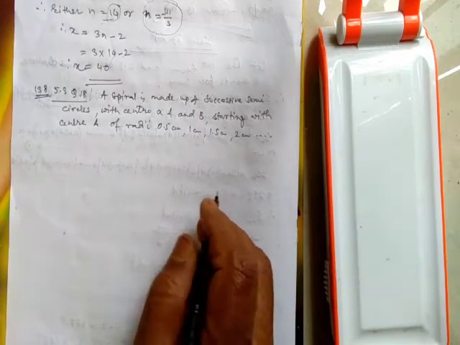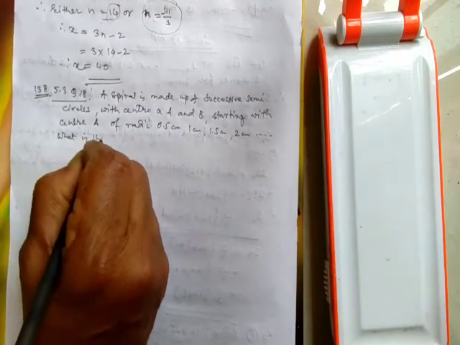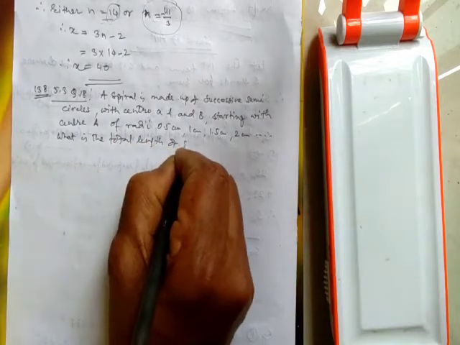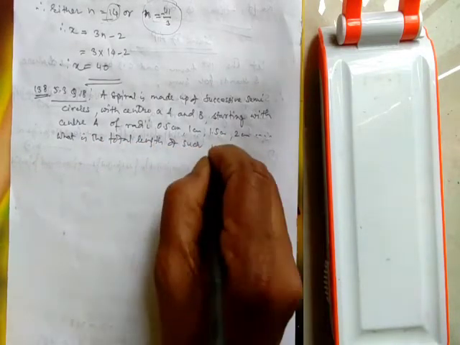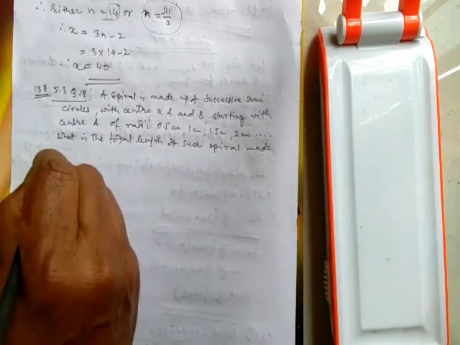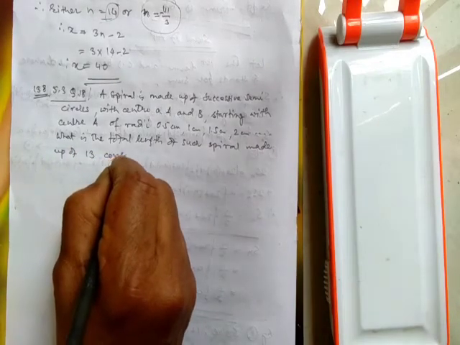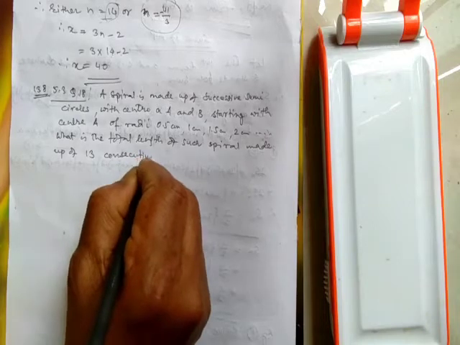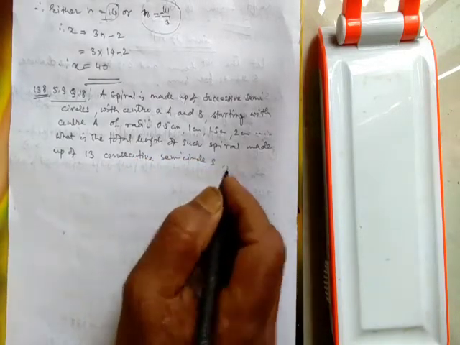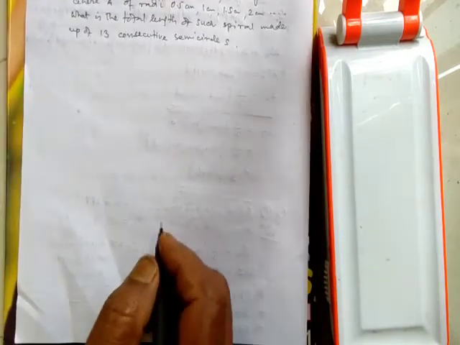What is the total length of such a spiral made up of 13 consecutive semicircles? Solution.